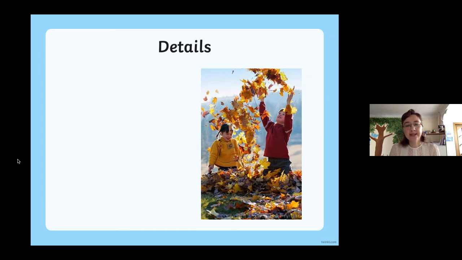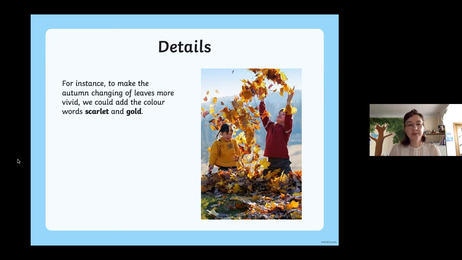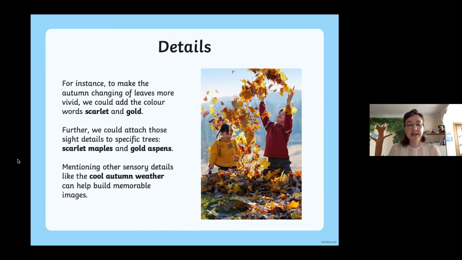Details. Details are specific words that clarify and add interest to our examples. And if your examples have this kind of details, we can call them detailed examples. For instance, to make the autumn changing of leaves more vivid, we could add the color words scarlet and gold. Further, we could attach those slight details to specific trees, scarlet maples and gold aspens. Mentioning other sensory details like the cool autumn weather can help build memorable images.